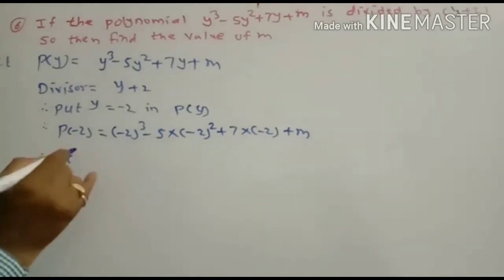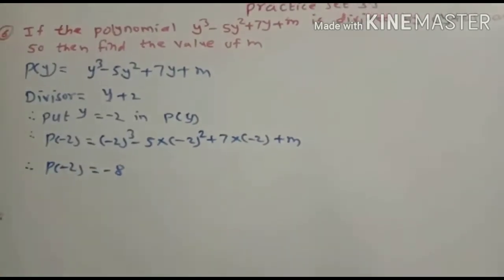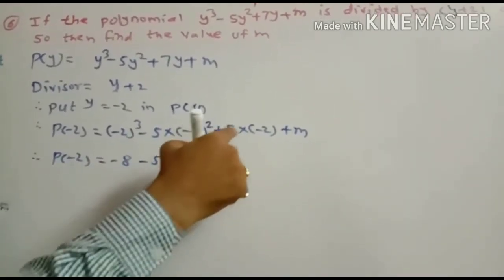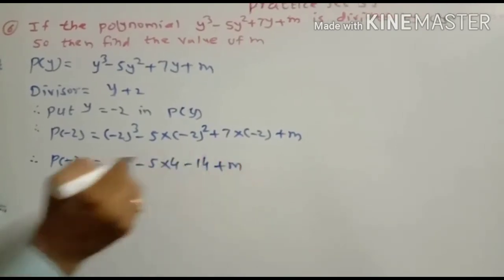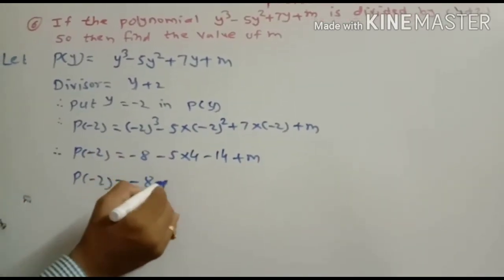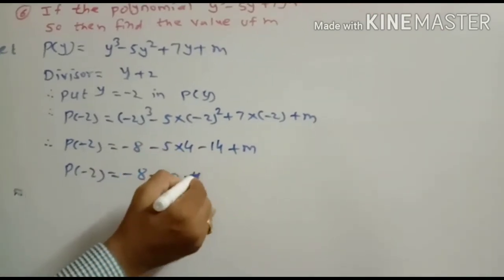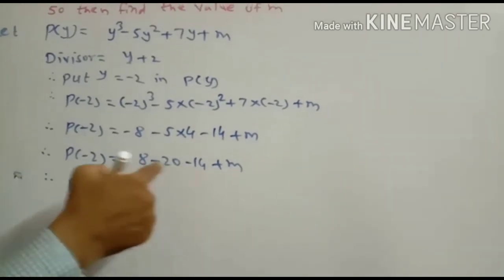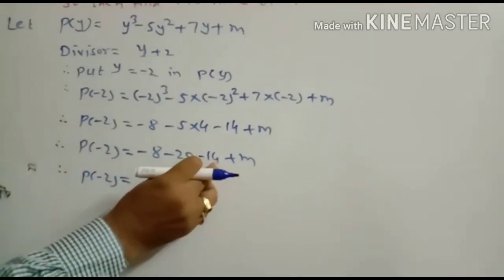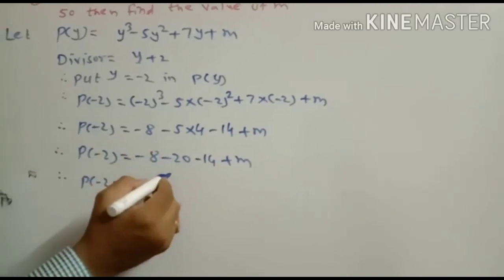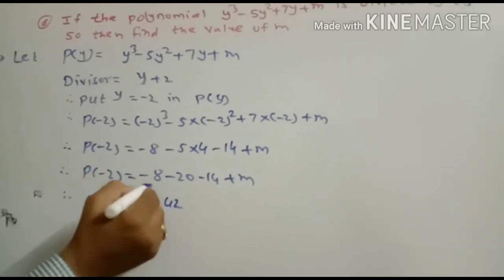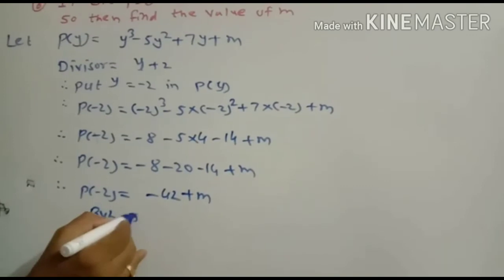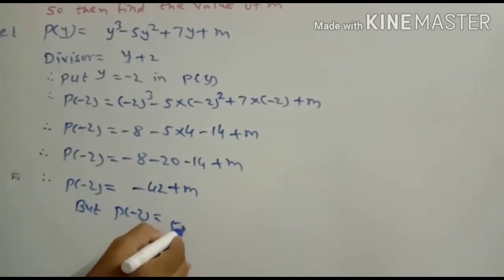P of minus 2 is equal to cube of minus 2 is minus 8, minus 5 into square of minus 2, which is 4, plus 7 into minus 2, which is minus 14, plus m. P of minus 2 is equal to minus 8 minus 20 minus 14 plus m. That means P of minus 2 is equal to the addition of these: 14 plus 8 is 22, 22 plus 20 is 42, sign is the same, minus 42 plus m. But the remainder is given, that is P of minus 2 is 50.